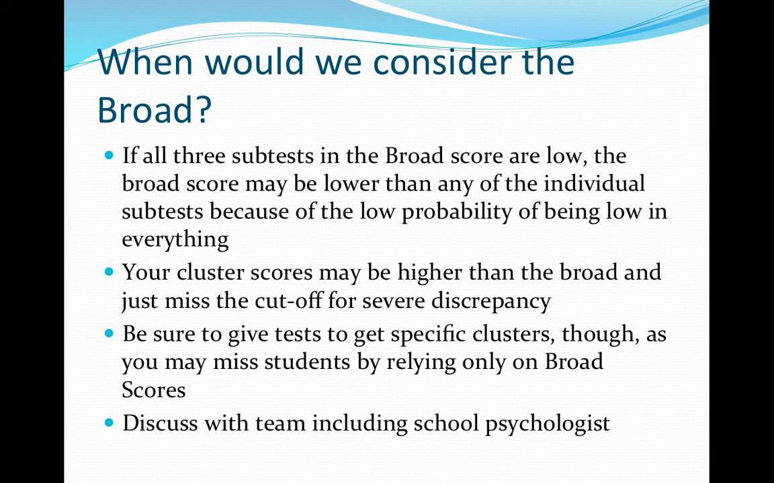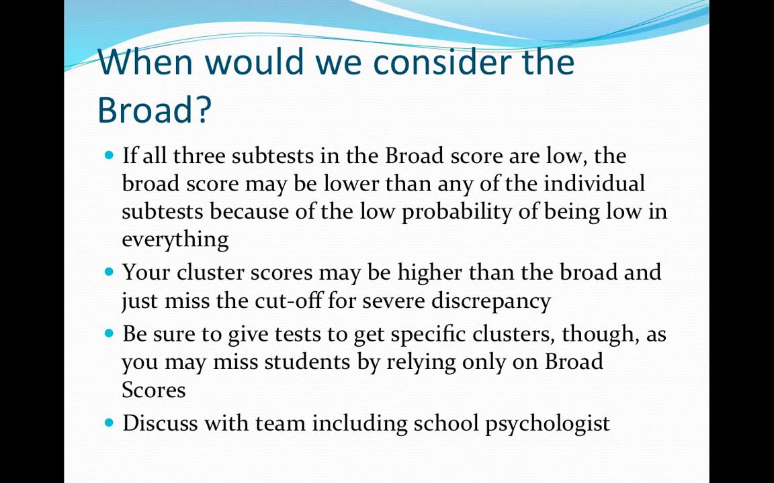There are some situations, though, where the broad score may qualify students who may be missed if we only use the specific cluster scores, such as basic reading skills and math problem solving. Sometimes, when all three subtests are low, the broad score may end up being lower than a cluster of only two subtests. Typically, in these cases, one of the narrower clusters, such as reading comprehension, will be very close to the number needed for eligibility, but a couple of points too high. The broad score may be just below the cutoff.